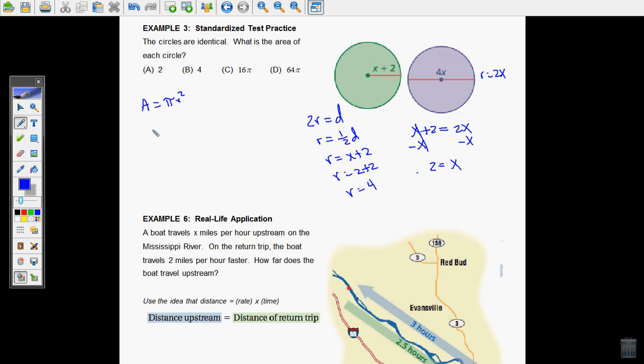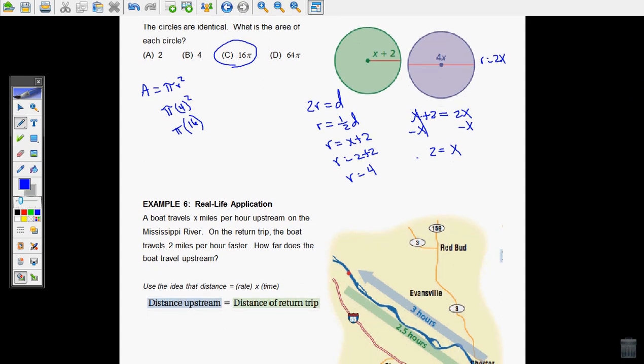Now I can take that over here. So the area is going to equal pi times 4 squared. What is 4 squared? Squared means take that number, multiply it by itself. So pi times 16. Does one of these say 16 pi or pi 16? Whoop! C. Beautiful. Alrighty, using a little bit of logic in there.